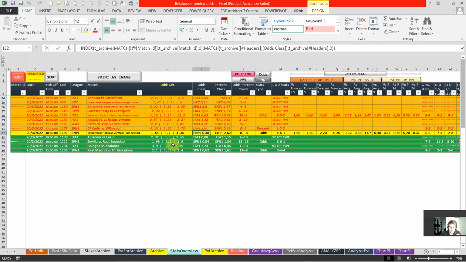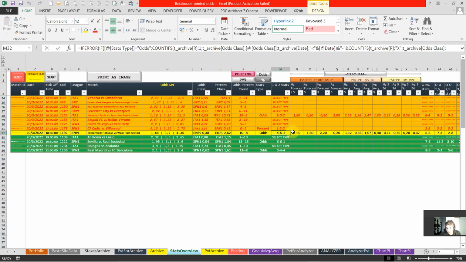Here we can have the odds class indicator. This is English Premier League 0.38, and this is the percent class indicator 2.62. I have 10 past meetings based on the odds class and 8 past meetings based on the percent class. My priority, my first choice is always to work on the odds class indicator. So I have just chosen odds in this cell, and this is the basic stats for this match.